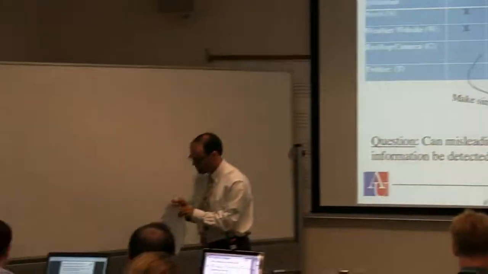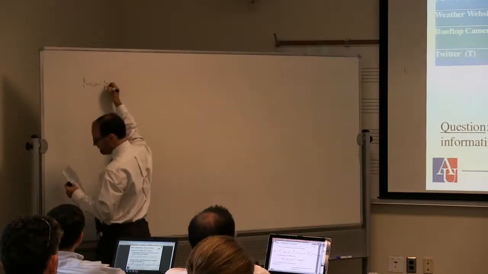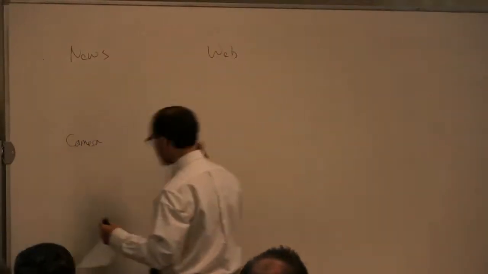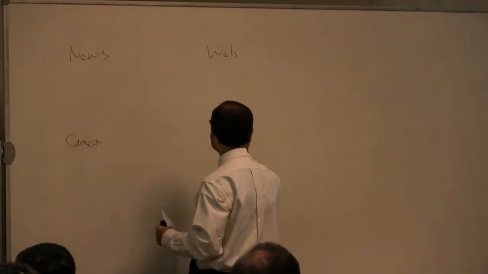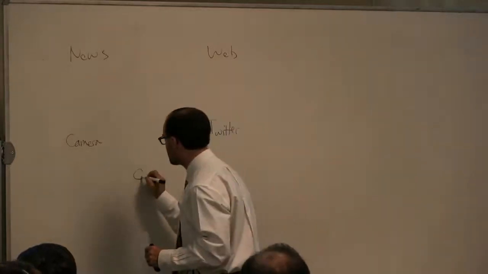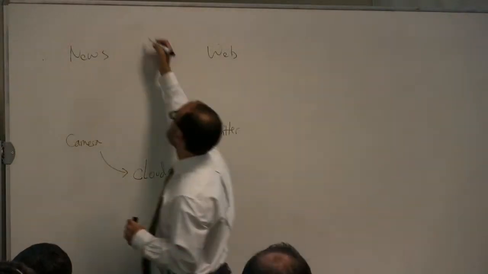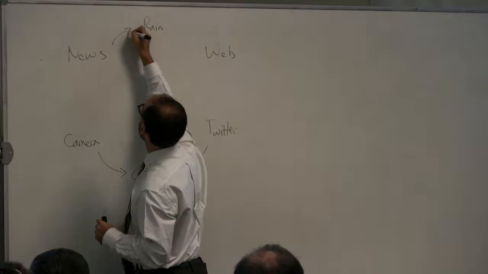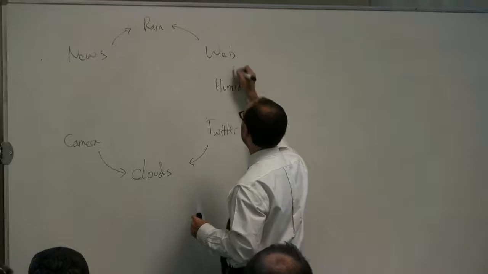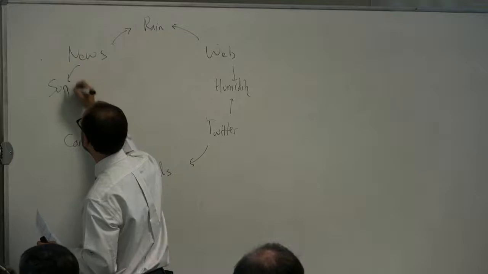In essence, we've got a news source, a web source, a camera, and a Twitter feed. These are the data sources. They are the vertices there. Additionally, we've got edges connecting them. So this edge checks whether or not there are clouds. This edge checks to see whether or not there is rain. This edge checks to see what the humidity is. And this checks to see whether or not there is sun.